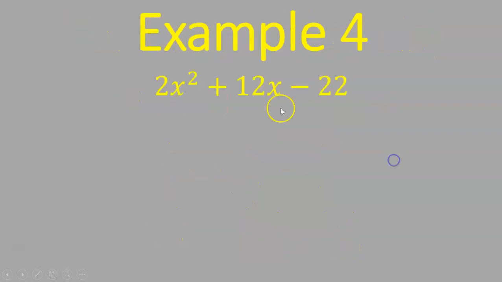Final example, what happens if there's not a 1 in this position? Well, we're going to factor that 2 out. Okay, now we're only going to concentrate inside the parentheses. We'll worry about the 2 in a minute. So same deal. Take half of 6 and square it. I didn't write it this time. Half of 6 is 3. 3 squared is 9. So I'm going to add and subtract 9.